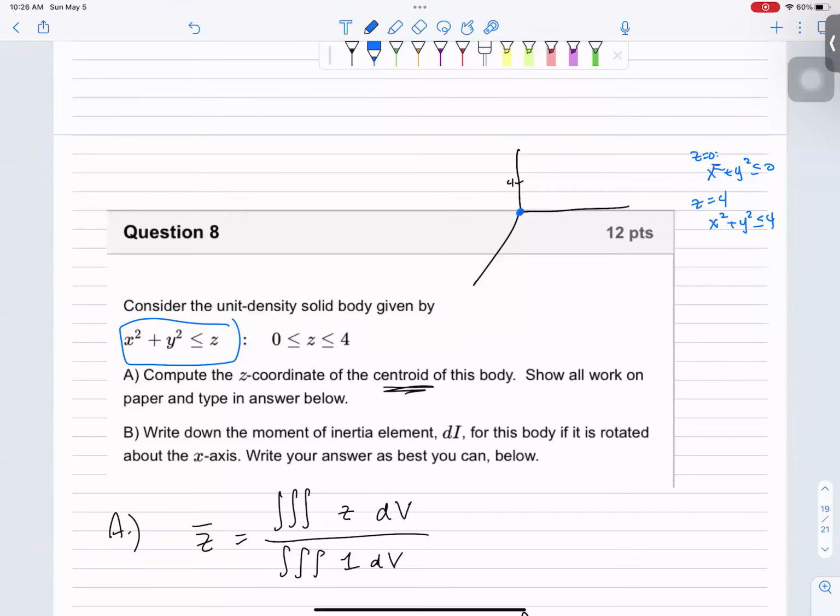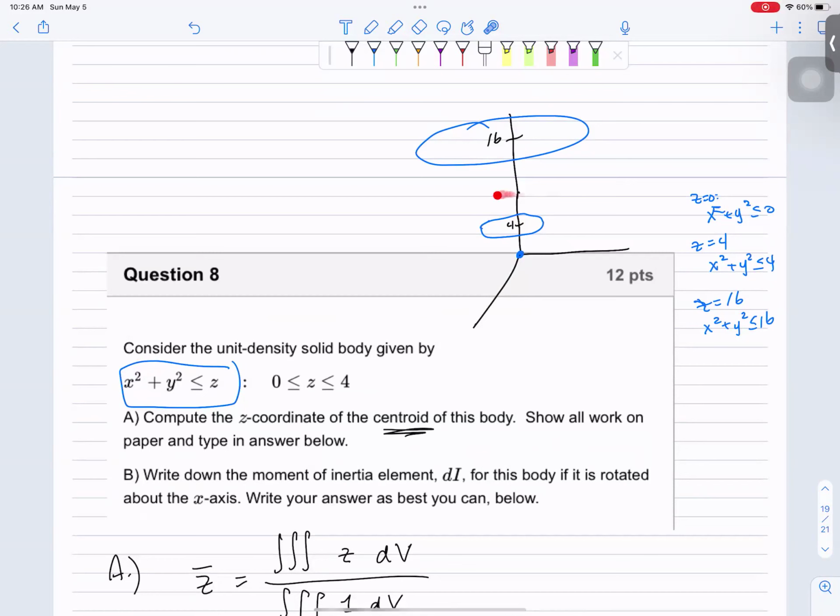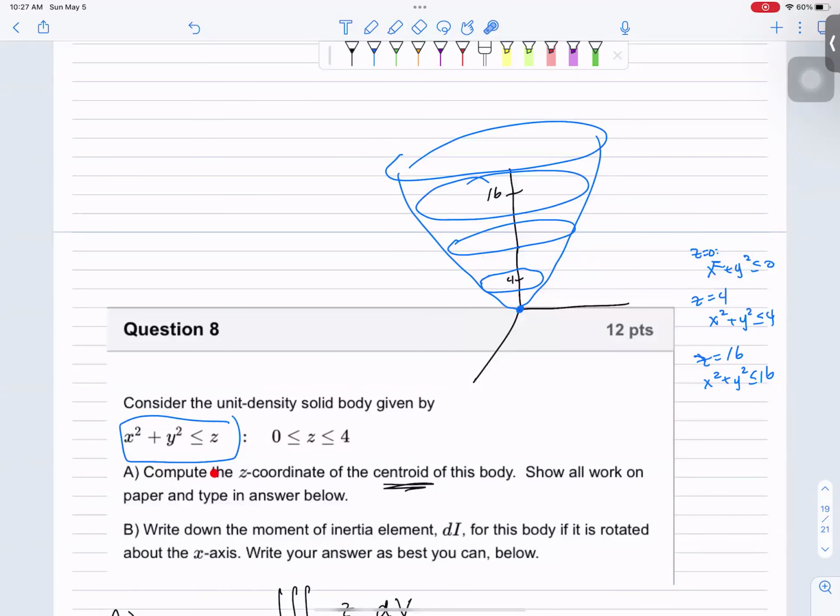I have a circle in the xy plane. When z equals 4, I have a circle of radius 2. What happens when z equals 16? Then I have x squared plus y squared less than or equal to 16, a circle of radius 4. So as z increases, each of these cutouts gets bigger and bigger, and this gives us this paraboloid shape. Right, so this is what my shape looks like.